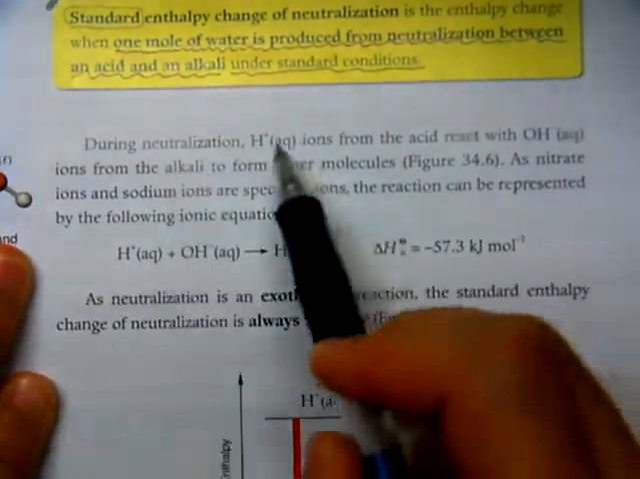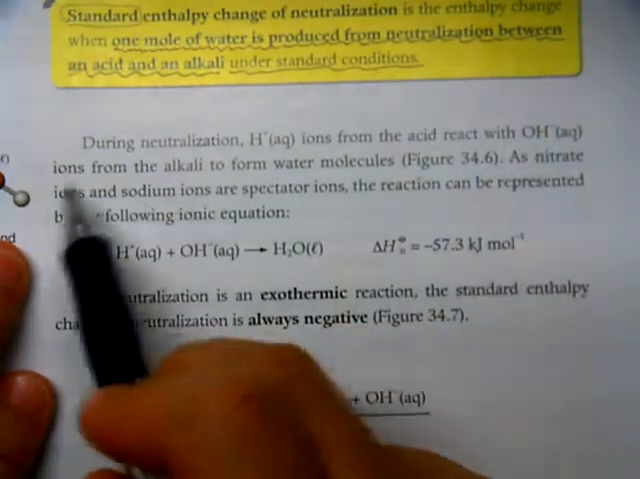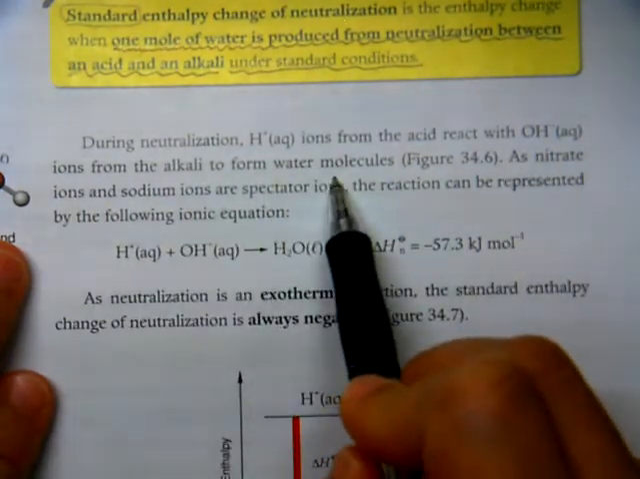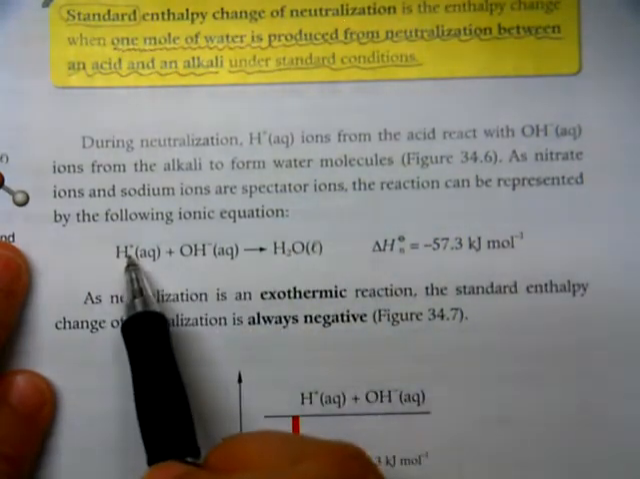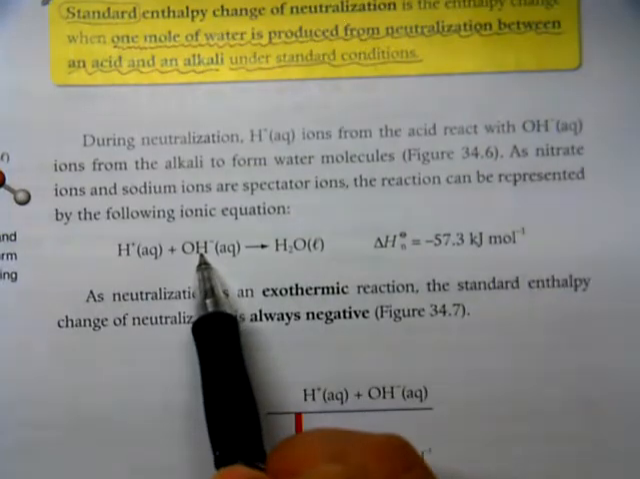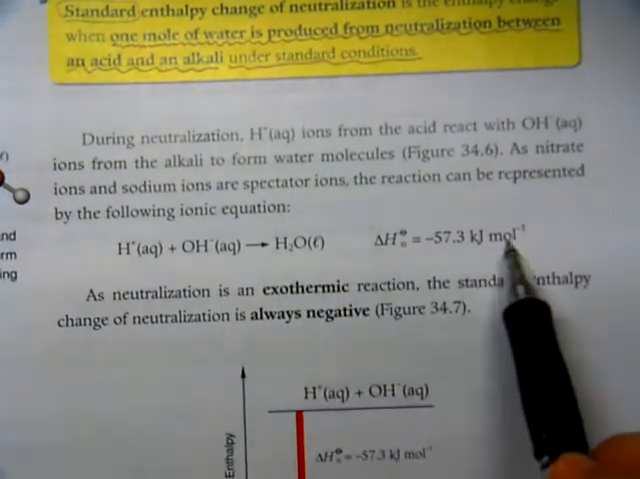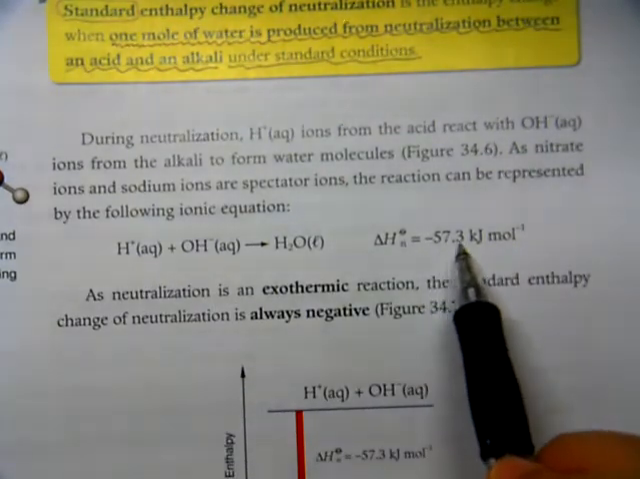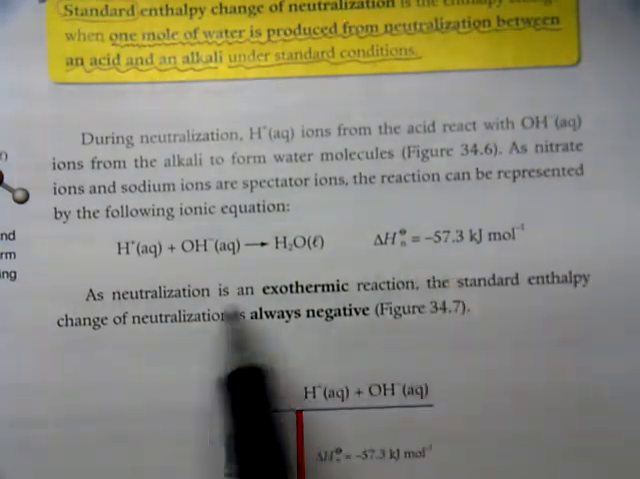During neutralization, hydrogen ions from the acid react with hydroxide ions from the alkali to form water molecules. This is the ionic equation for neutralization. Hydrogen ion reacts with hydroxide ion from alkali to form water. For 1 mole of water produced, 57.3 kilojoule of heat energy is released.